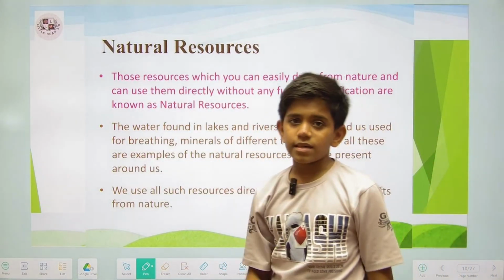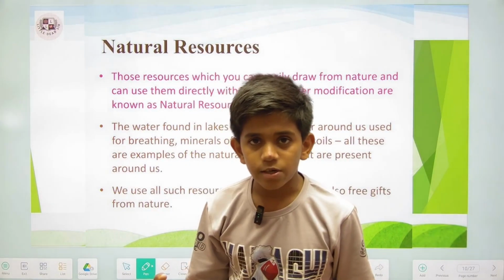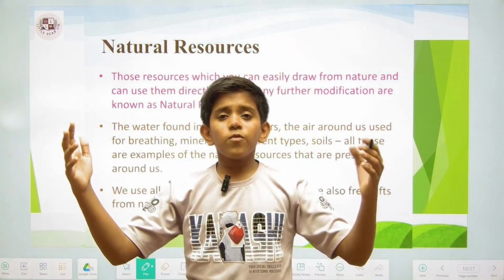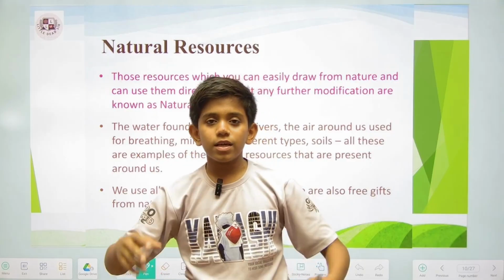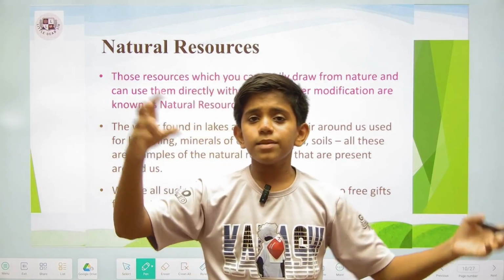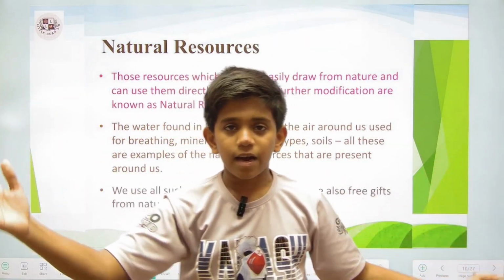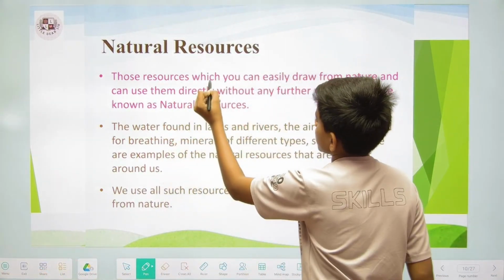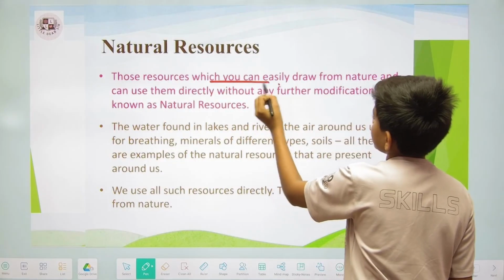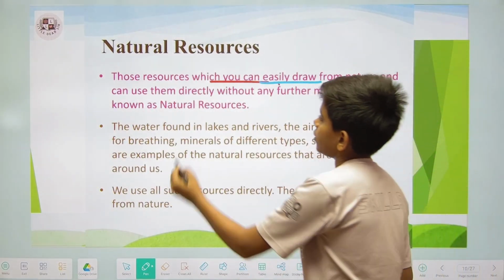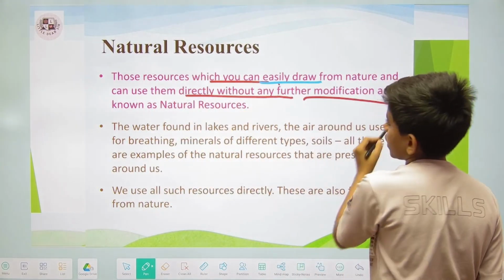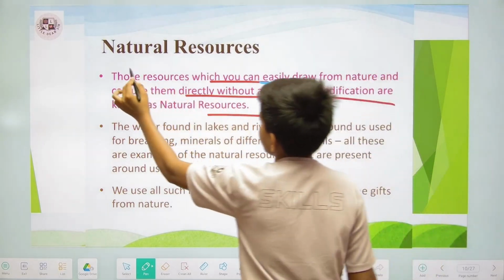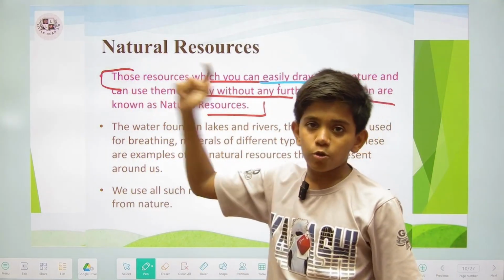First we have the natural resources. What is the meaning of natural resources? When the word nature comes to your mind, you would see the greenery, plants, trees, animals, zoo, forest, and so on. It is the environment, our surroundings, and the nature. Those resources which you can easily draw from nature and can use directly without any further modification are known as natural resources. It is a very important definition, you should note it.